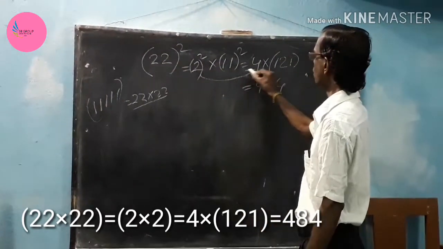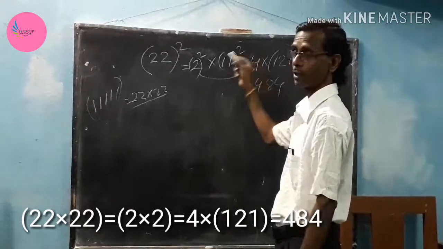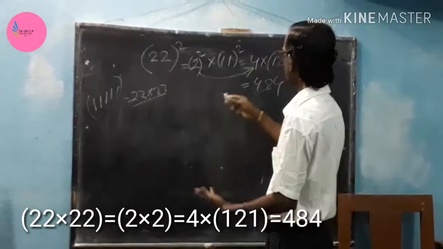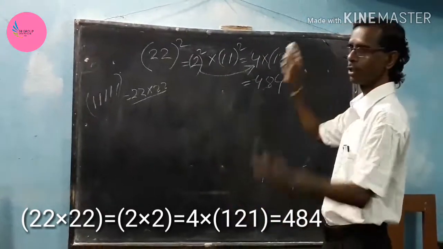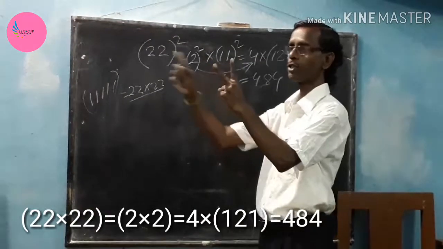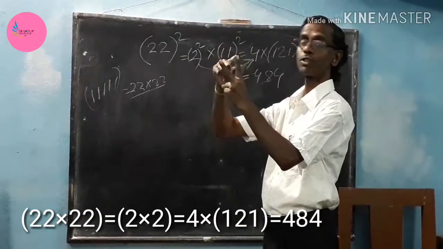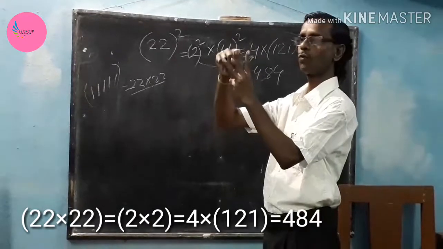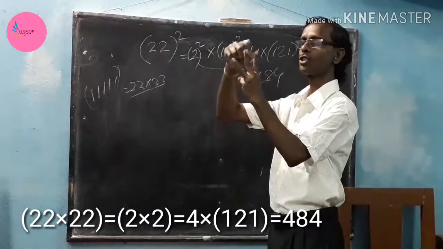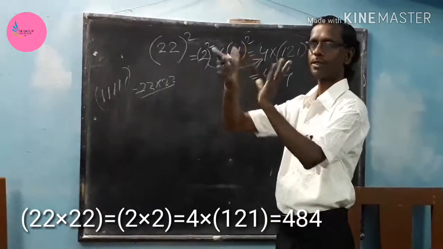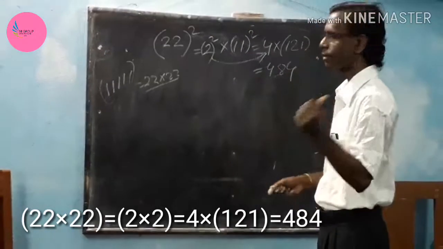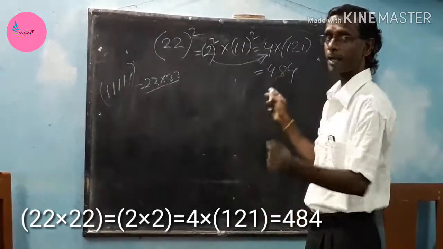And 11 squared. 11 squared is 121, which is 11 multiplied by 11. And if you get 111 squared, how will we calculate? It is 12321. In this type of calculation, I think you understand very well. It should be practiced well.